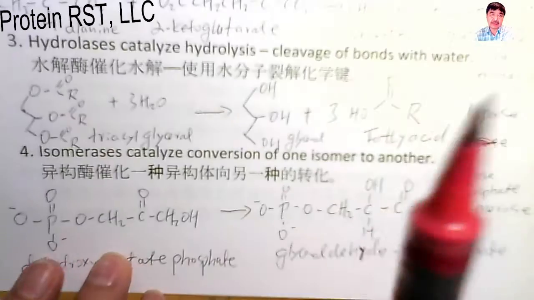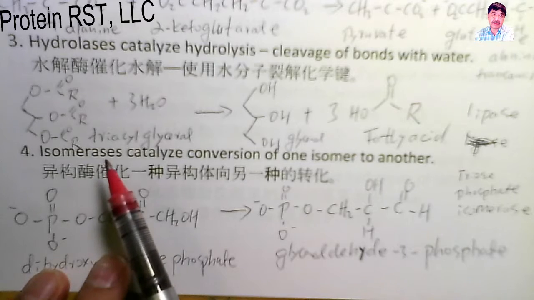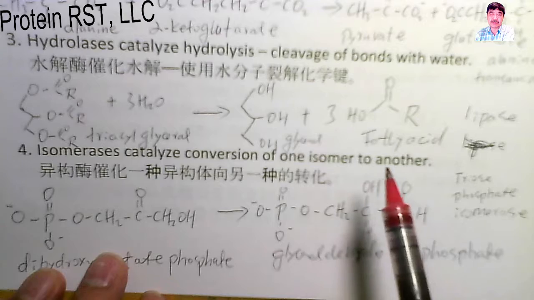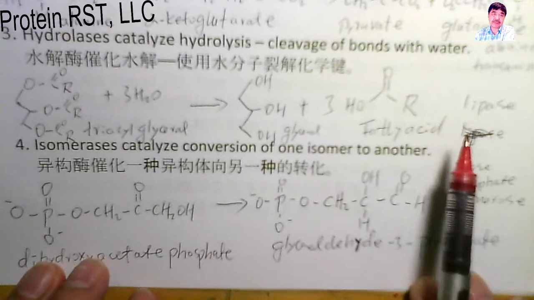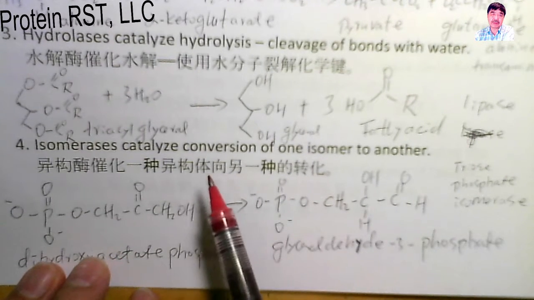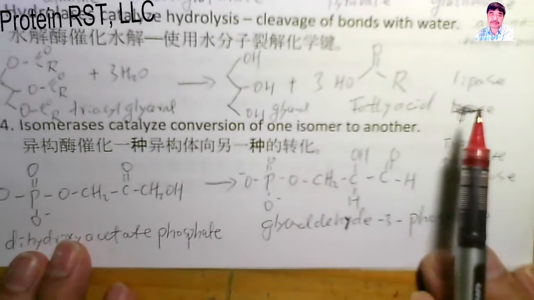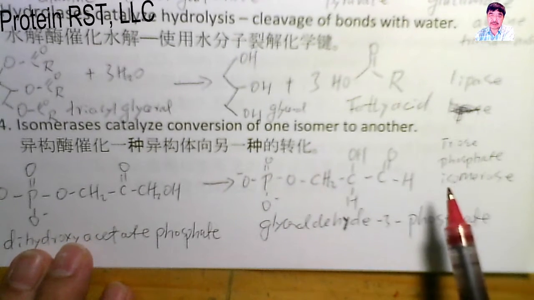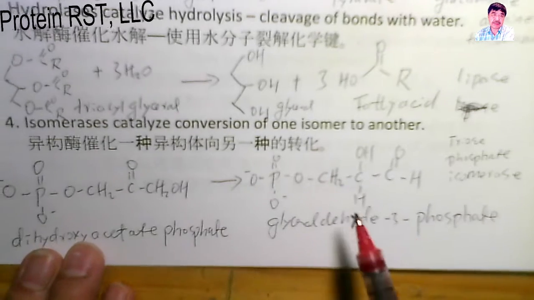Number four, isomerases. Isomerases catalyze conversion of one isomer to another. The example is triose phosphate isomerase.